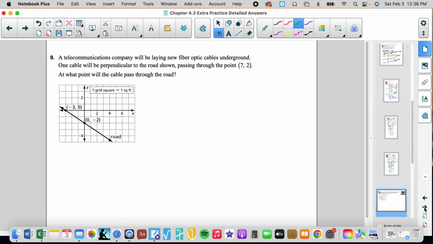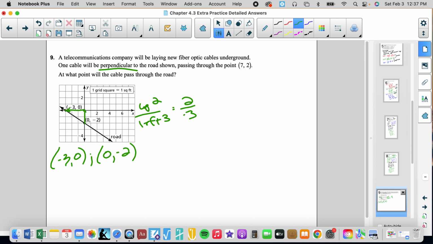A telecommunications company will be laying new fiber optic cables underground. One cable will be perpendicular to the road shown, passing through the point 7, 2. Oh, it's going to be perpendicular. Okay, so first thing we have to do is find the slope of this line. Now, there are multiple ways of doing this. We can go up 2, left 3. So up 2, left 3 converts to 2 over -3 for the slope of the line of the road.